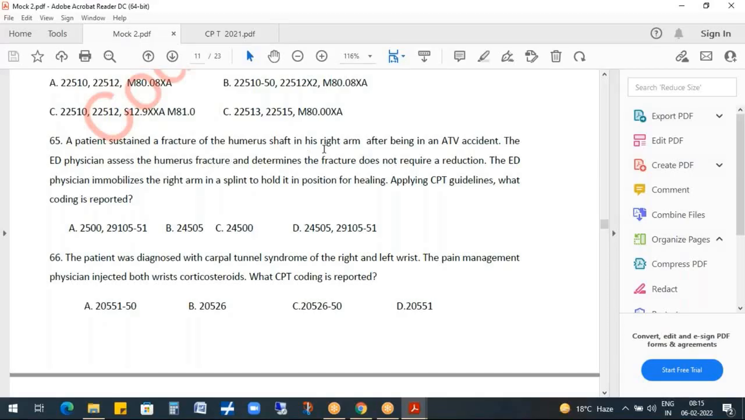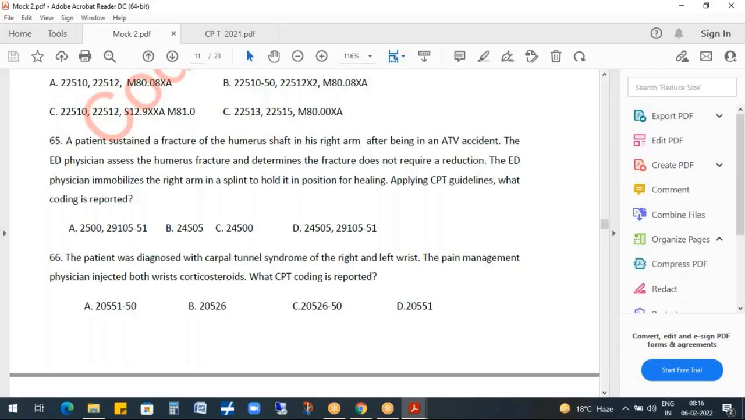Patient sustained a fracture of the humerus shaft in the right arm after a TV accident. The ED physician assesses the humeral fracture and determines the fracture does not require a reduction. The ED physician immobilizes the right arm in a splint to hold in position for healing. Apply CPT guidelines. What do you see here in this total scenario? Always keep in mind, I said initial application of cast or splint is a part of the procedure.